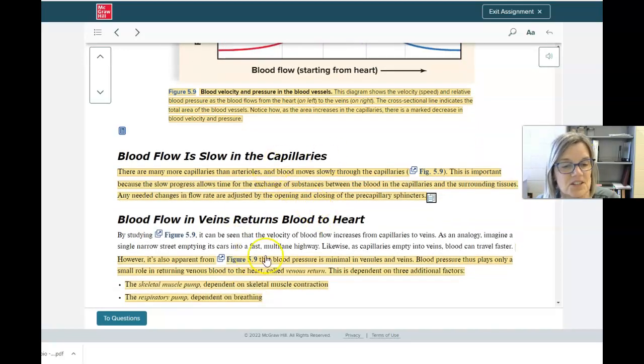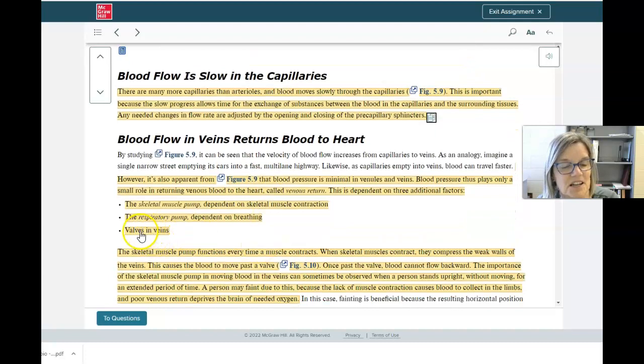I think this just kind of talks about some of what I just said. It's talking about here how in the veins, the valves prevent the backflow, but also skeletal muscles, the movement of your skeletal muscles, help the blood flow in the veins, and also breathing does too.